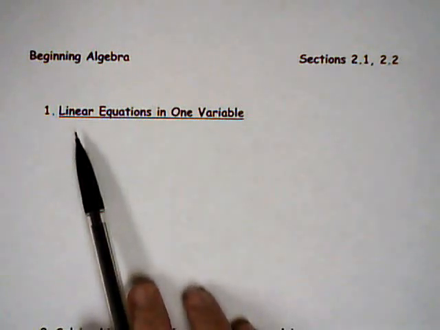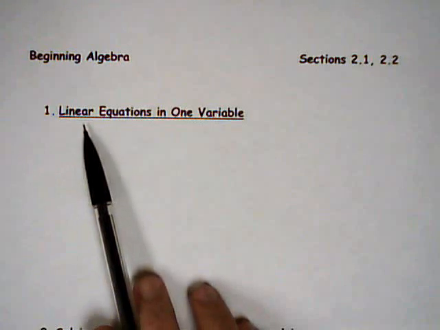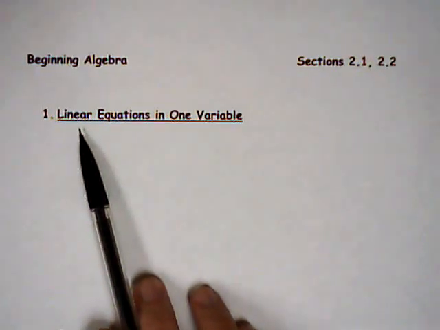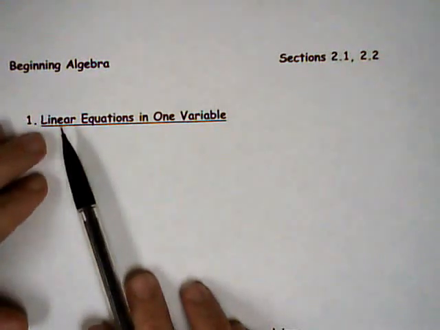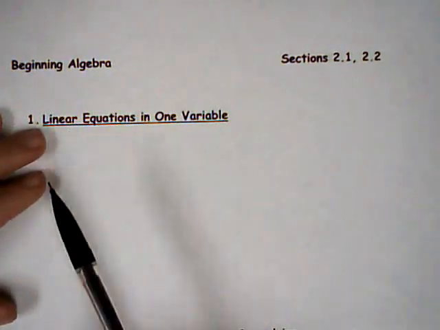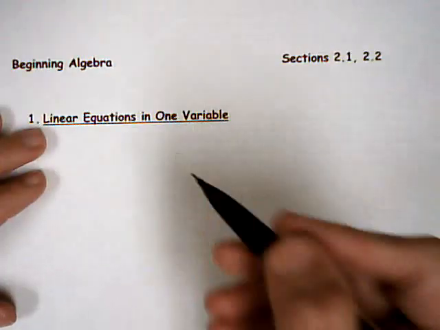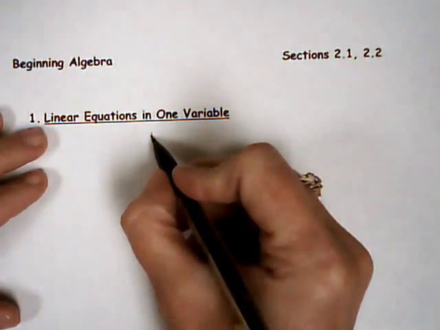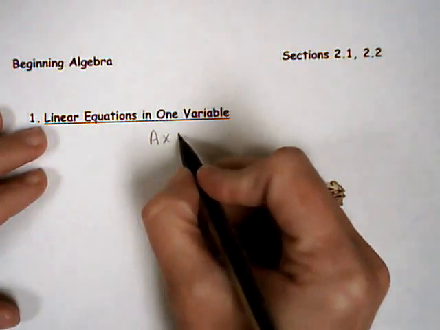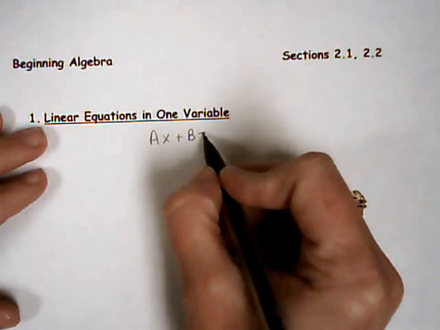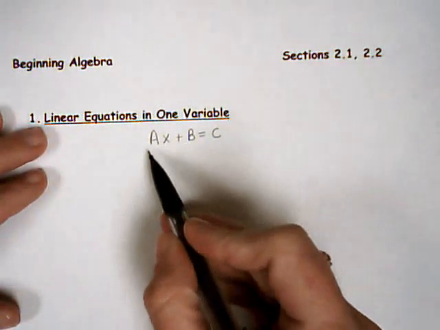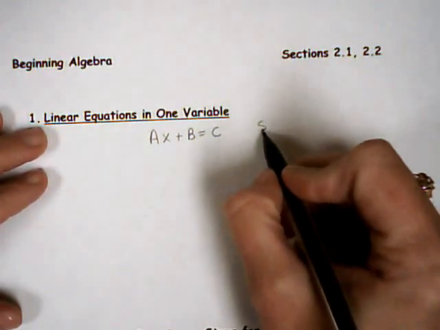Okay, the word linear refers to the graph of this equation, which is something that we'll talk about when we get to intermediate, and also it refers to the exponents that are in the equation. So this is what we call a linear equation in one variable. This is what I call standard form.